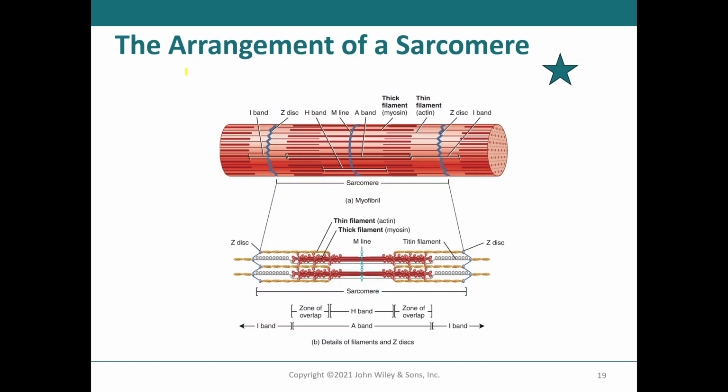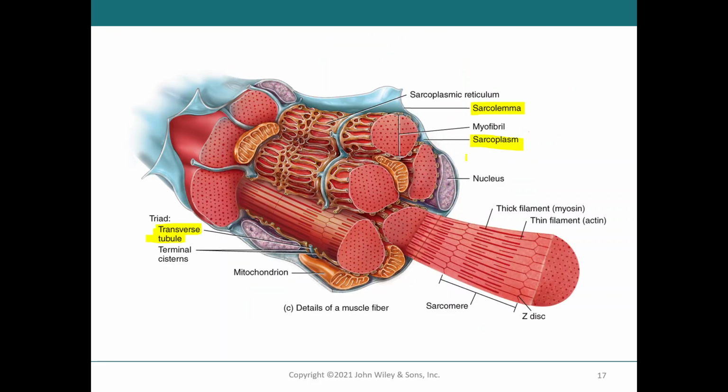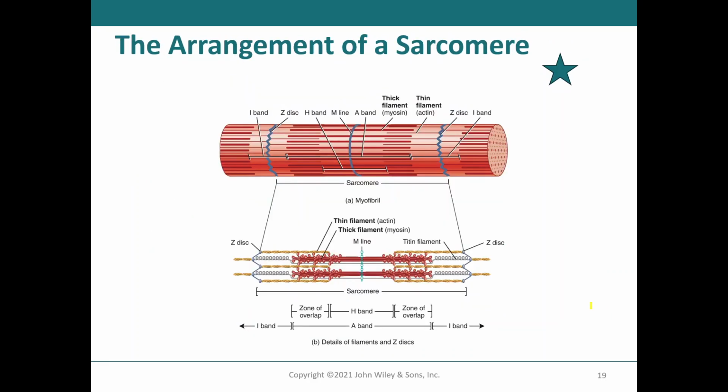So when we go down into the myofibril, here's our myofibril. We're going to zoom into it, and then we're going to look at one of these specific filaments that we see here, and one unit that we call the sarcomere. This is the functional unit of the muscle that is going to be causing the contraction of the muscle itself.